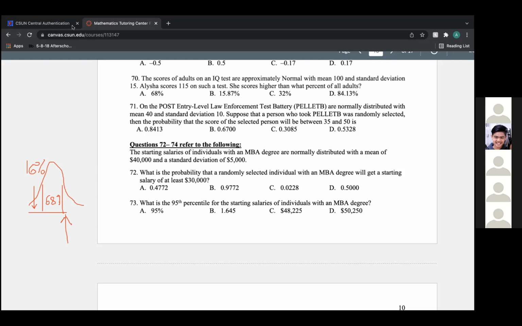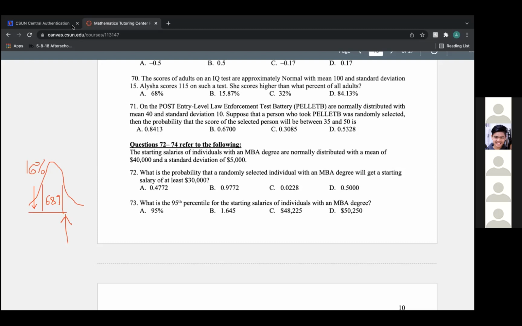Lower would be 35 and upper would be 50. What's the mean and deviation? The mean is 40 and the deviation is 10. What does your calculator give you? Let me see. I got 0.5328.